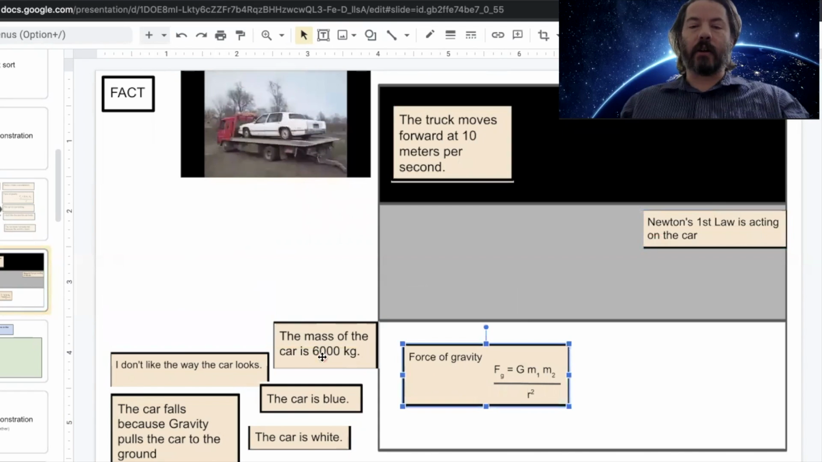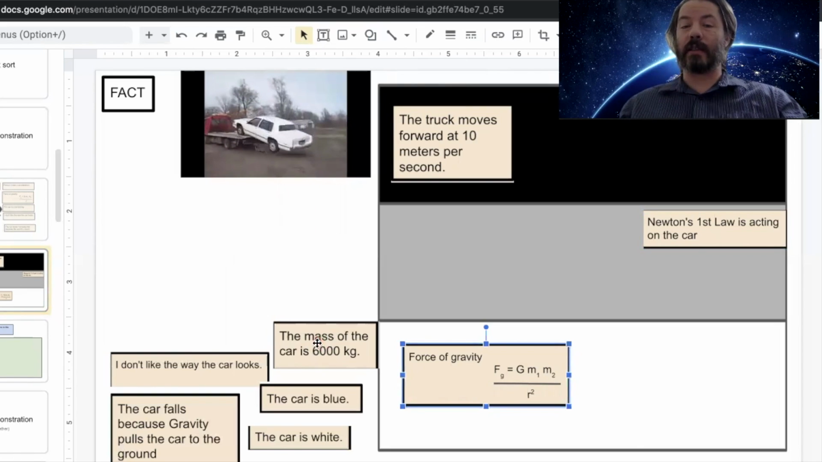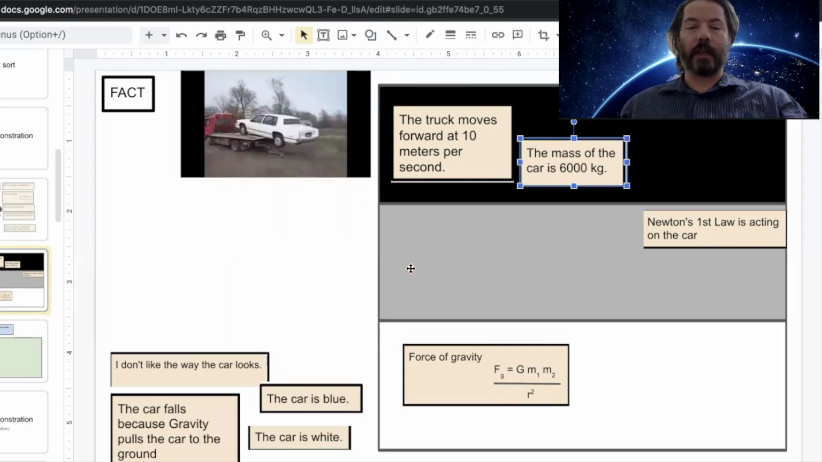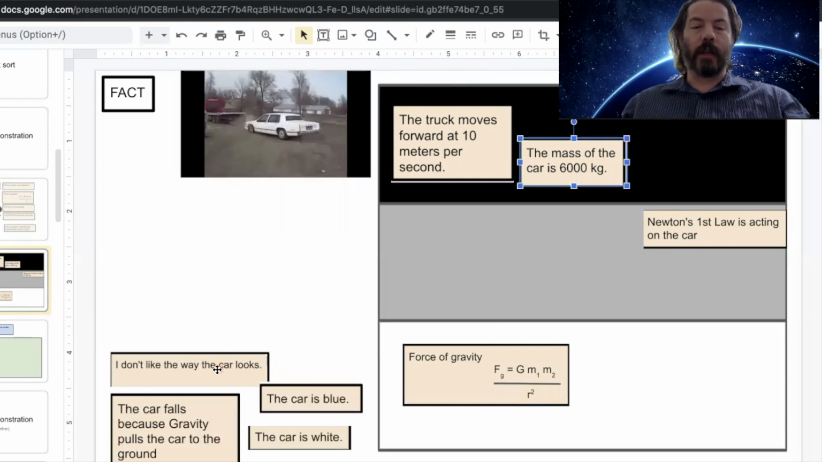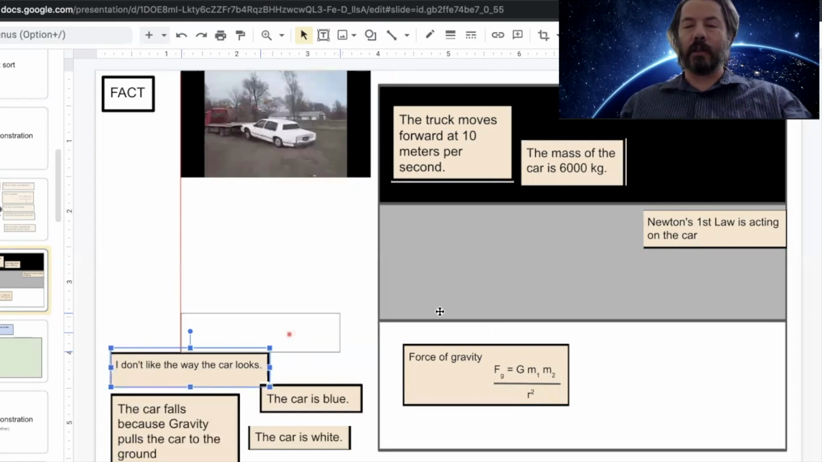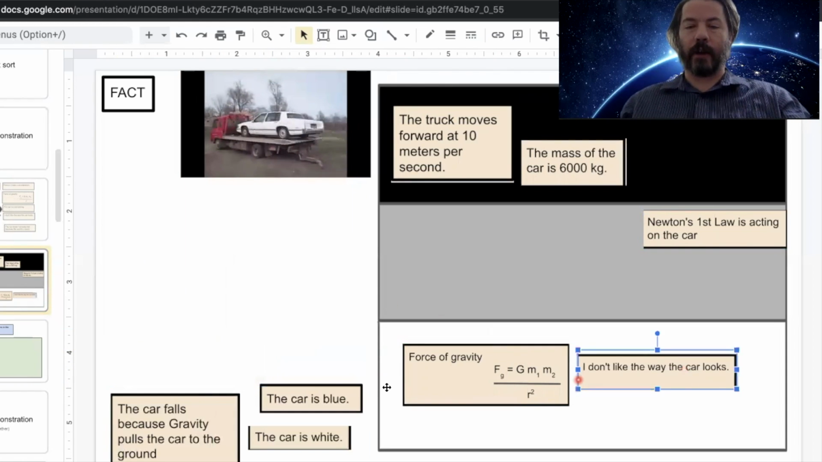The mass of the car is 6,000 kilograms. I could measure that. Somebody else could measure that and see if that's true. That sounds like a fact, so I'm going to put that up there. I don't like the way the car looks. That sounds like an opinion, so that is definitely not a fact.